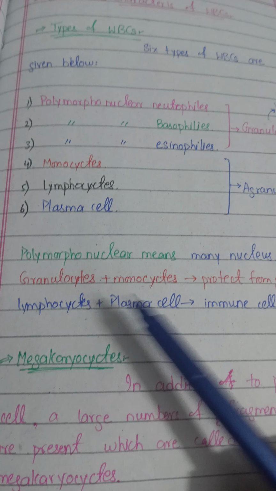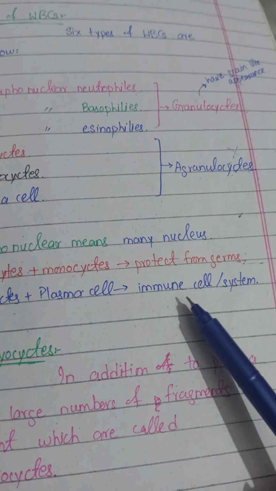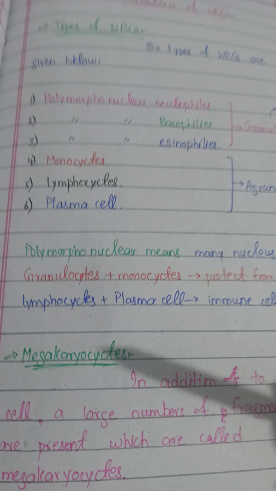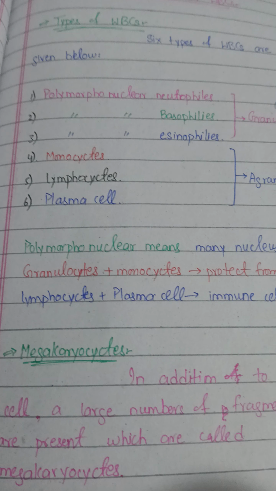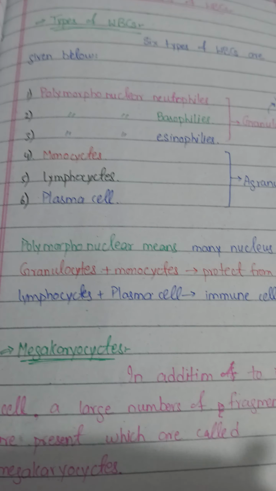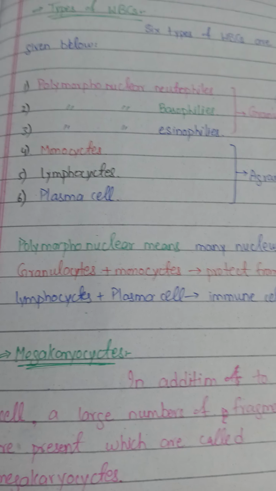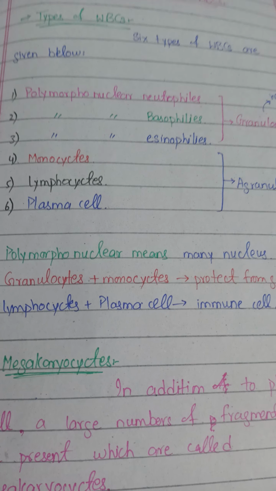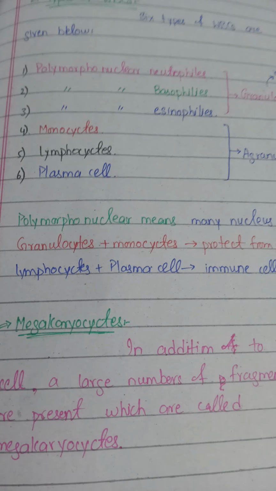Now, the lymphocytes and the plasma cells, which are agranulocytes, are part of our immune system. Meaning they protect our body. They increase our immunity and they play an important role in the formation of antibodies and various other things to kill and neutralize the effect of germs which are entering our body.